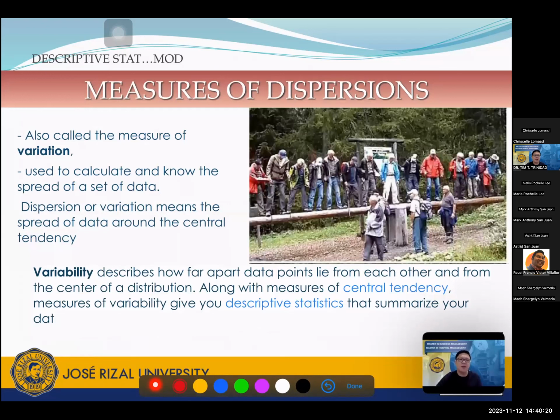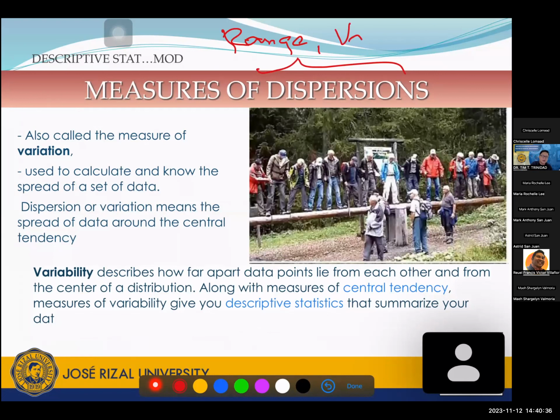What are the different examples of measures of dispersion? The different measures of dispersion include your range, variance, and standard deviation. So measures of dispersion is also called the measures of variation, meaning differences.